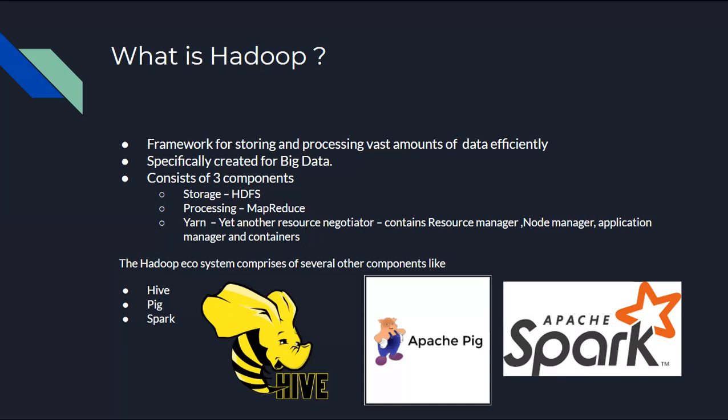Okay, we're going to talk a little bit about the three components of Hadoop. The other systems that comprise the Hadoop ecosystem are Pig, Hive, and Spark. I'm not going to go into any of these because it might throw you off. So we'll just focus on Hadoop and the three components.